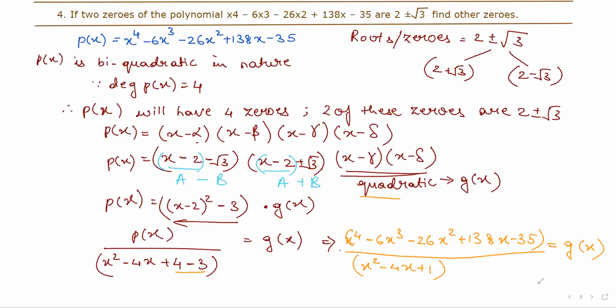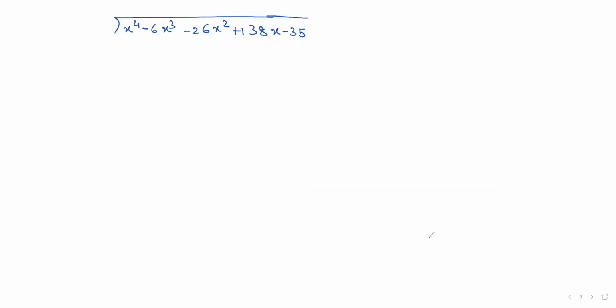Now let's divide them in a polynomial form. Let's divide it using the general division method. X to the power 4 minus 6x cubed minus 26x squared plus 138x minus 35. So p of x, we've taken p of x divided by x squared minus 4x plus 1.